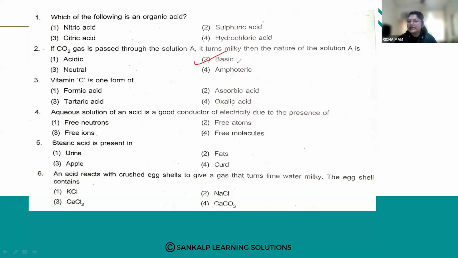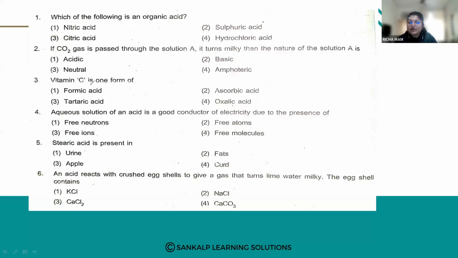It will be basic in nature. Carbon dioxide is a gas. When you pass it through solution A, it will turn milky. So the nature of the solution will be basic.